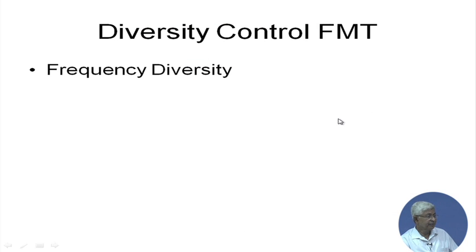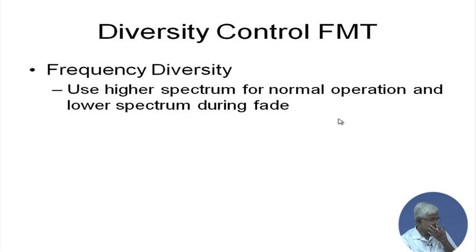You can have frequency diversity. You have seen that higher spectrum is used for normal operation and lower spectrum during fade. In normal operation you can use higher spectrum with many advantages, and when fade occurs, since the higher spectrum has large attenuation, you come down to another spectrum where this attenuation does not exist or reduces. But then of course you understand the difficulty in this, that you have to have at 2 frequencies a complete uplink and downlink chain, both in satellite and ground. And if you have a network, all the ground systems should have this.